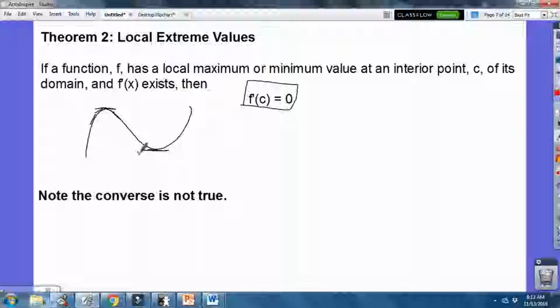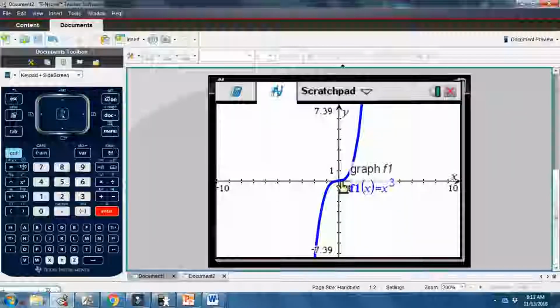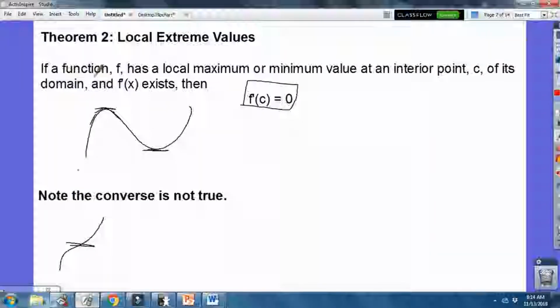Now I did write that the converse of this is not always true, because we can have a slope of 0, and it doesn't have to be a max or a min. A common example of that is y equals x cubed. If you look at 0, the slope is actually 0. Even though there's no maximum or minimum there, the slope is 0. Because if you take the derivative, you get 3x squared. If you plug in 0, you'd find that the slope is 0. So even though f prime is 0, there isn't a max or a min. But if there is a max or a min, it has to be 0.